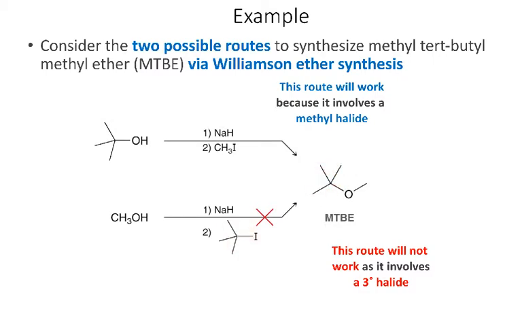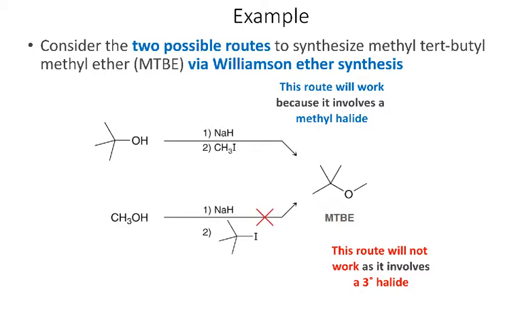In between these two different approaches, this first one should work fine. We said on the last slide that because that second step is an SN2 process, we need the alkyl halide to be either methyl or primary. And in this case, the alkyl halide is methyl. So this should be a viable way to produce MTBE through Williamson ether synthesis.